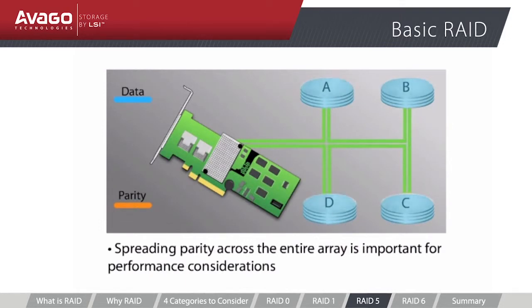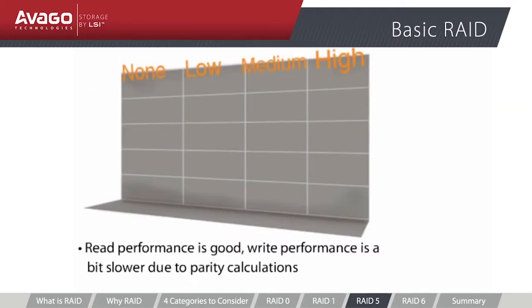In the event of a drive failure, the missing data can be recreated by reading the parity from the remaining drives in the array. In our example, if hard disk drive A fails, its data can be reconstructed by reading the parity information from drives B through D. RAID 5 offers high performance. Read performance in a RAID 5 configuration is virtually as good as RAID 0, while write performance is slower due to the processing required to calculate parity.